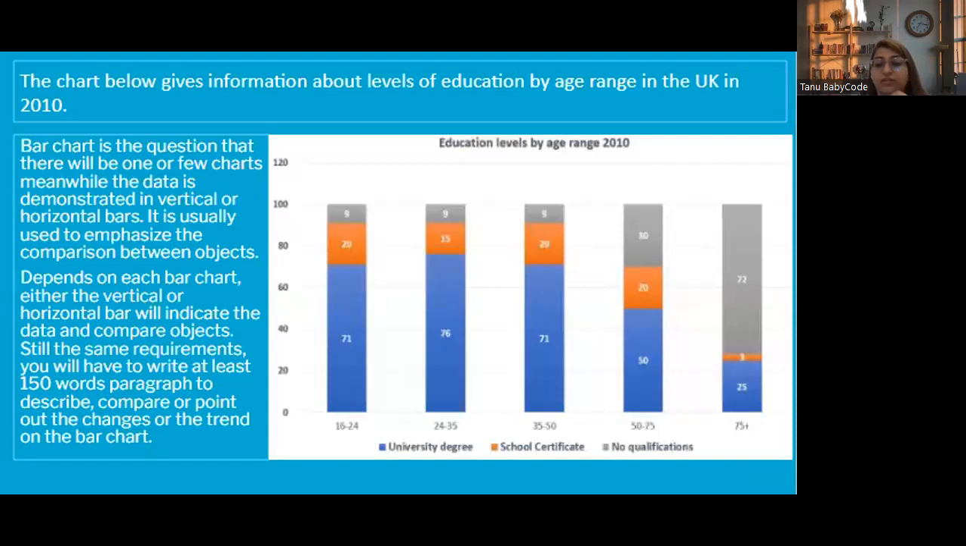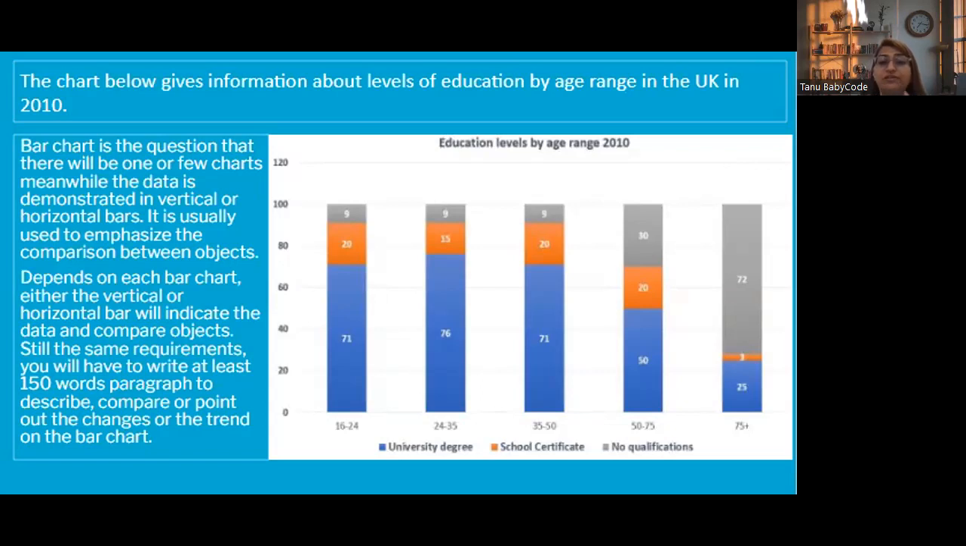Let's have a look at the question. You can see the chart below gives information about levels of education by age range in the UK in 2010. So a bar chart is the question. Now you can see here there are university degrees, school certificate, no qualification, and the education level is also there. 16 to 24, 24 to 35, 35 to 50, 50 to 75, and 75 plus. So there are different age groups also.